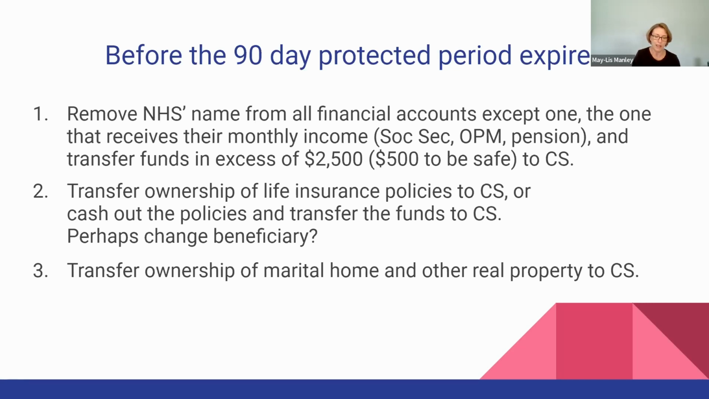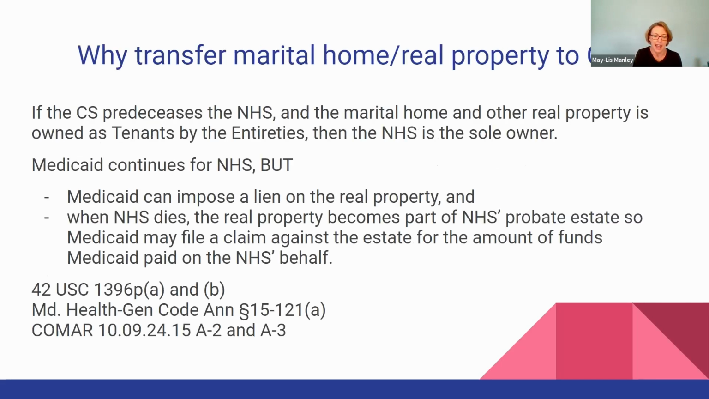And then another action step is to transfer ownership of the marital home and other real property, especially if it's rental property or property owned jointly with somebody else, to the community spouse's sole name. And you may be thinking, well, why do you have to transfer the marital home and the real property to the community spouse? It's a non-countable resource. So if it stays in both the nursing home spouse's name and the community spouse's name, it doesn't disrupt Medicaid for the nursing home spouse. There's absolutely no problem with that.